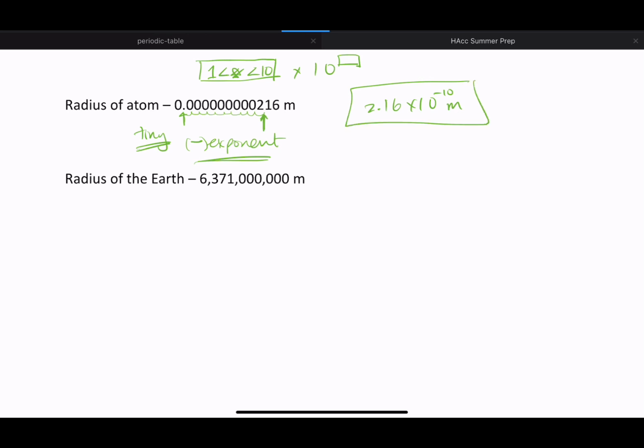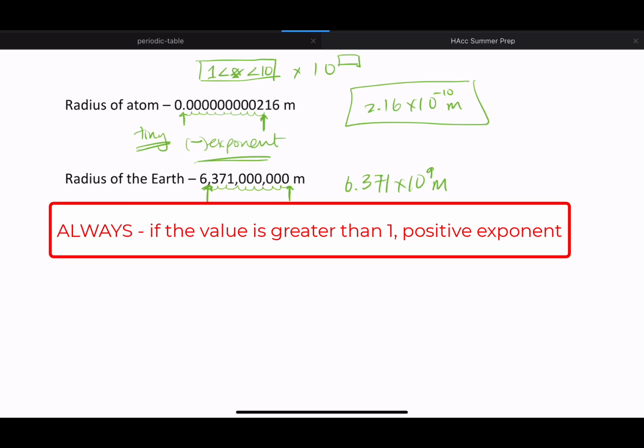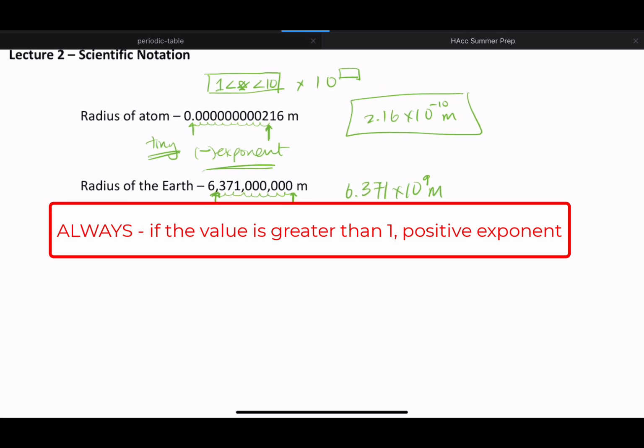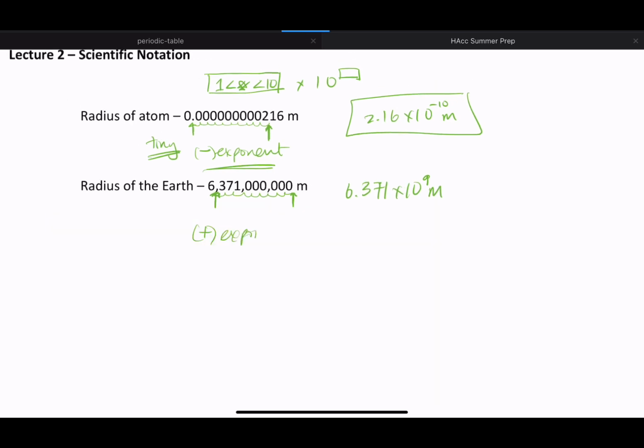On the flip side, here, we need the decimal to be here, and currently it's here. So let's count how many spaces that is. That's 1, 2, 3, 4, 5, 6, 7, 8, 9. So 6.371 times 10 to the, in this case, positive 9, because we need it to move 9 places bigger. So we should always have positive exponents for very large numbers.